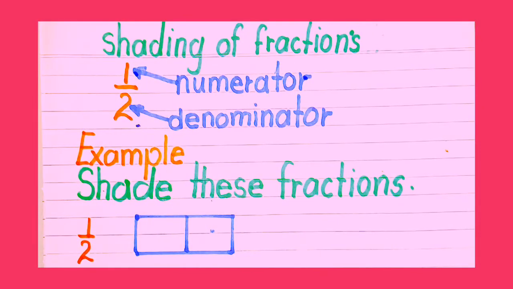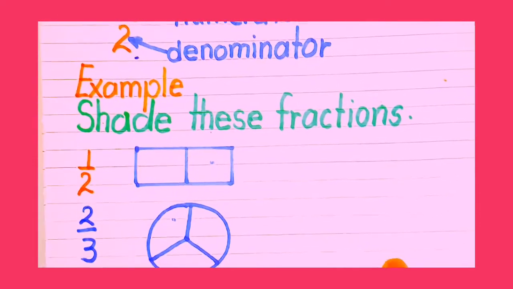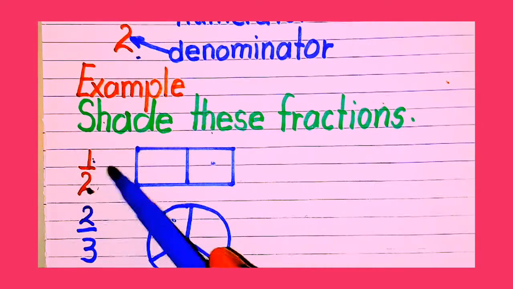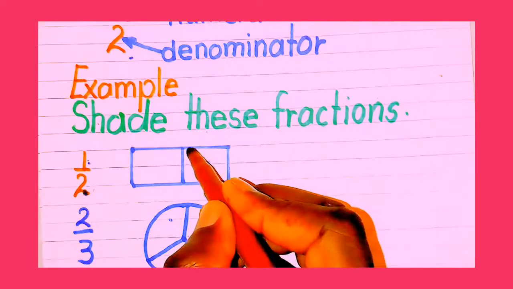For example, when I'm given to shade a half, this means that this is one out of the two parts. Out of the two parts, I'm going to shade one part. I'll shade.